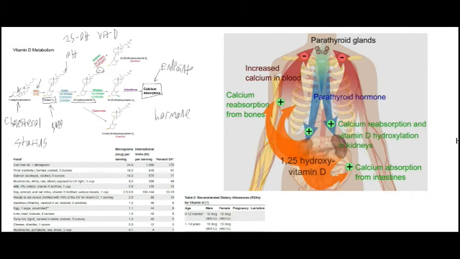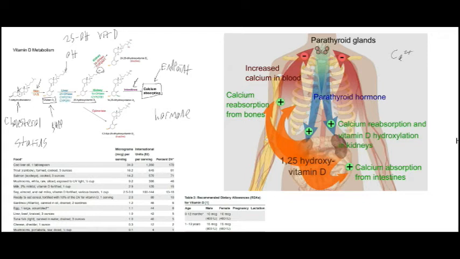Over here, this is just looking at it, once again, in terms of that calcium absorption. It's just showing that the parathyroid glands, which control calcium absorption, signal to the kidneys. So that signals for vitamin D hydroxylation in the kidneys, and that is then transported, as it shows here, to the intestines, and that increases calcium absorption in the intestines, and calcium reabsorption from the bones.